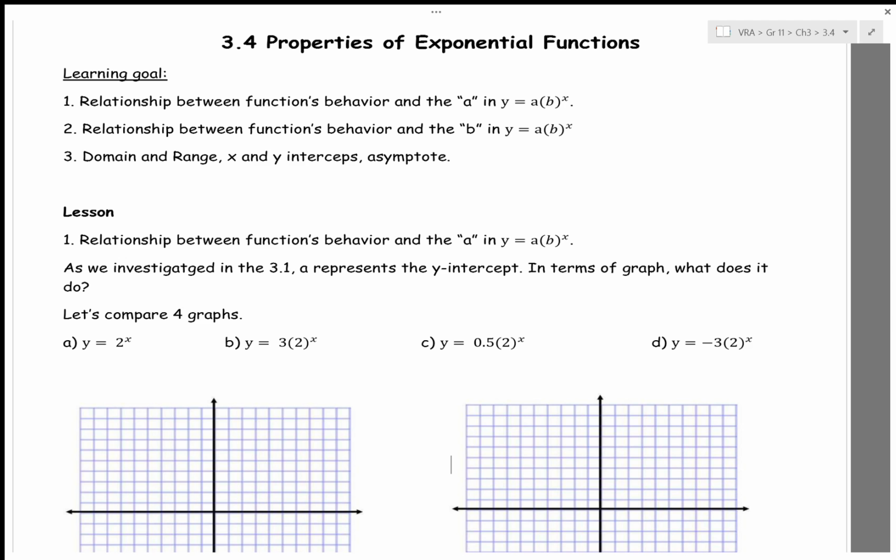So those are the two main things, as well as your domain, range, x and y intercepts, and the asymptote, or what we call the equation of the asymptote. In this case, it's the horizontal asymptote, which is a flat line. It's not a vertical line in this case. So let's take a look at the lesson first.